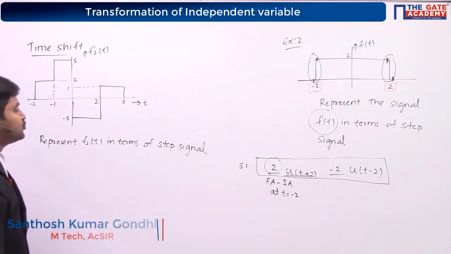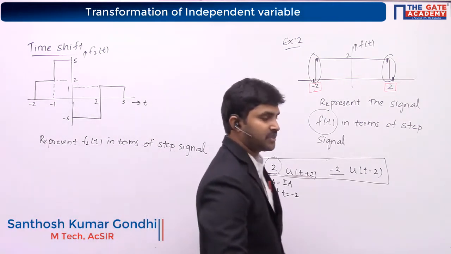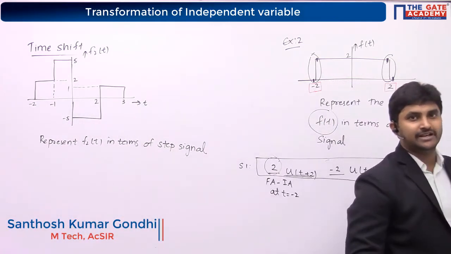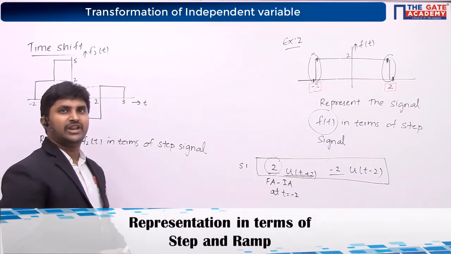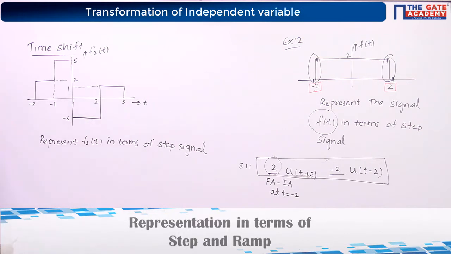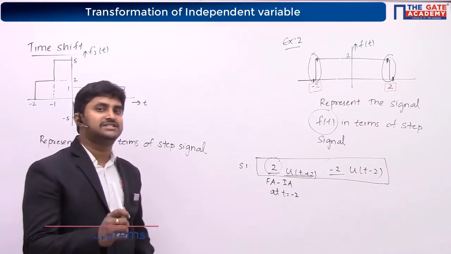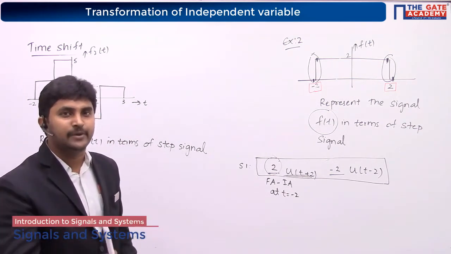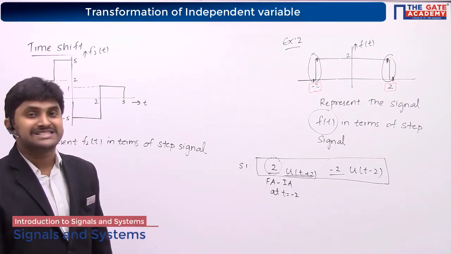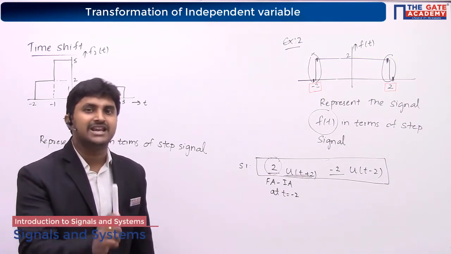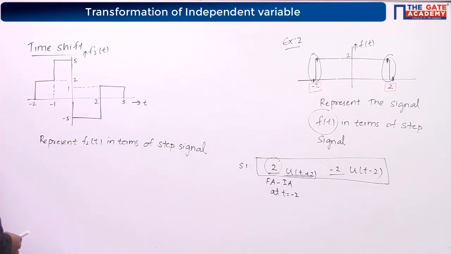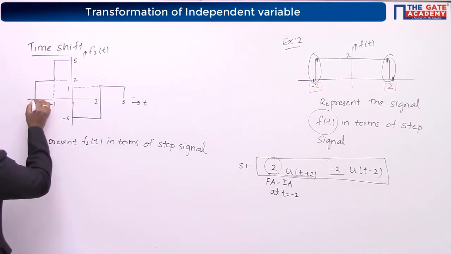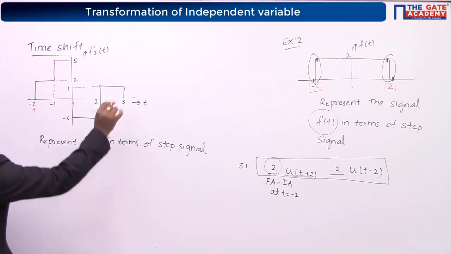So represent f2 of t in terms of step signal. The very first step that you're going to do is to identify the points where there is a sudden increase or decrease in the value of amplitude. So here you can see the sudden increase in the value of amplitude, point 1.